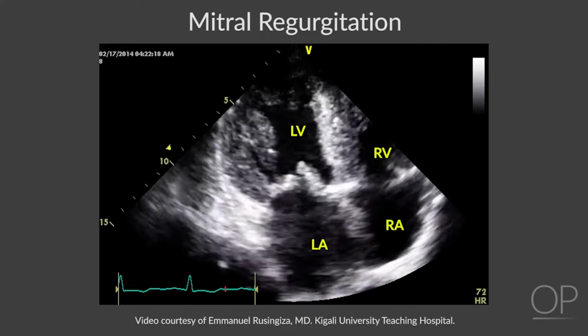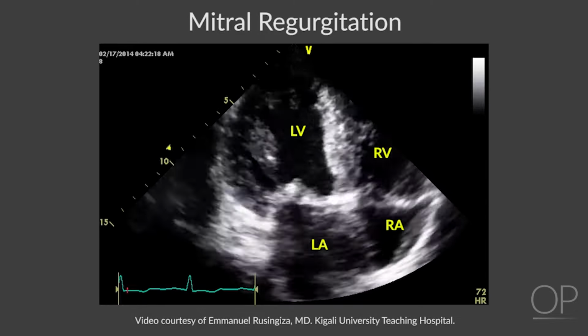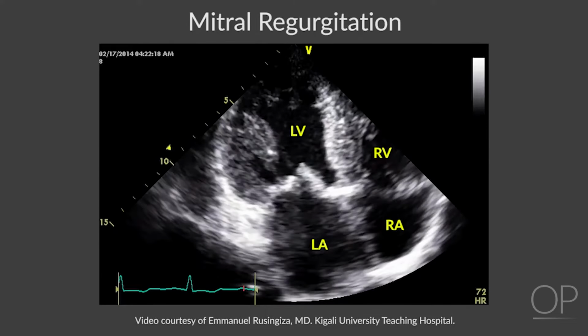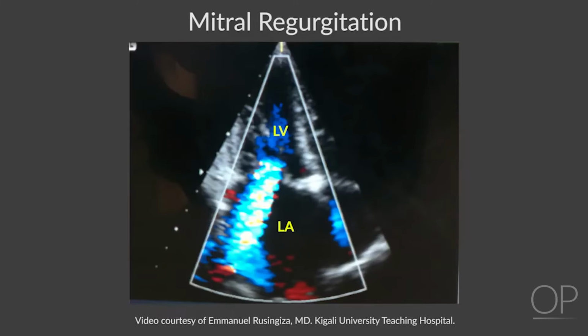This is a 4-chamber view or apex view, which shows the thickness of the mitral leaflet and chordae, but mostly you can see a significant mitral regurgitation, which is a posteriorly directed jet and typical for rheumatic valvular disease.